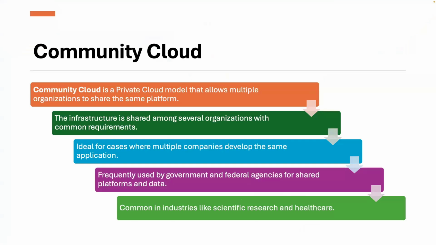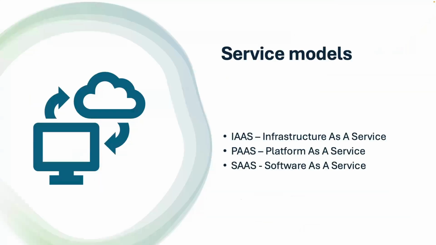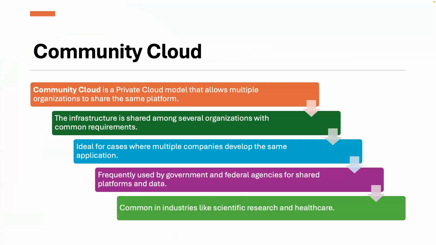Community cloud is a private cloud model that allows multiple organizations to share the same platform. It is ideal for organizations developing the same application. It is frequently used by government and federal agencies to share platforms and data internally. Scientific research and healthcare are examples of community cloud. All right, that's about cloud deployment models: public, private, hybrid, and community cloud. I hope it's clear.